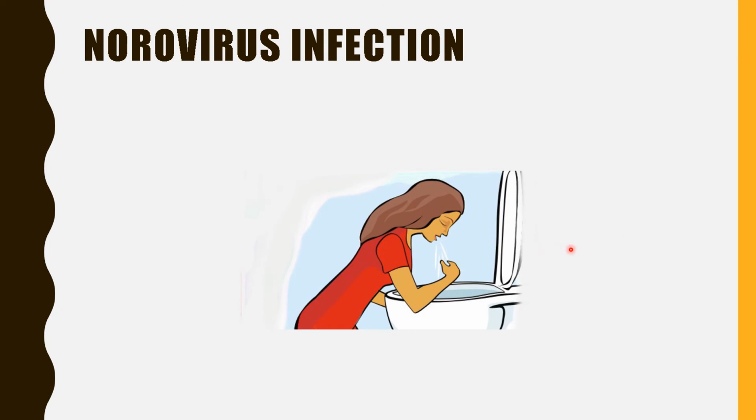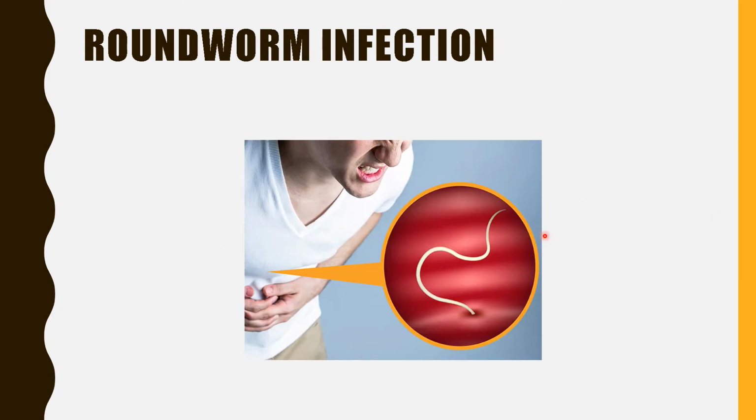Next is norovirus. There is often diarrhea in norovirus infection, as well as nausea and vomiting, and it is most common in children. Actually, norovirus can also lead to death. Roundworm infection. Previously seen, norovirus can infect the gut only. Even in case of roundworm, infection is there in the gut only.